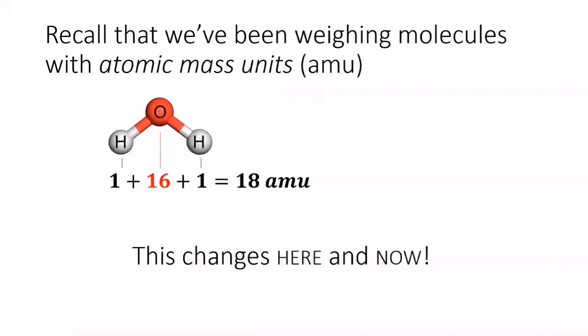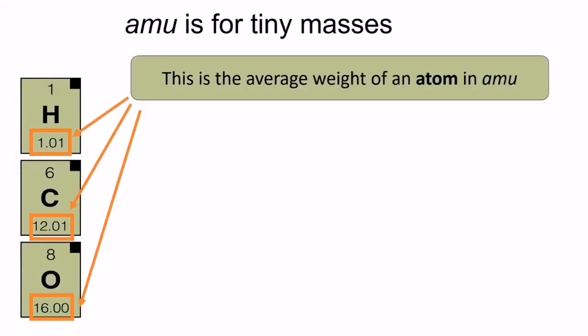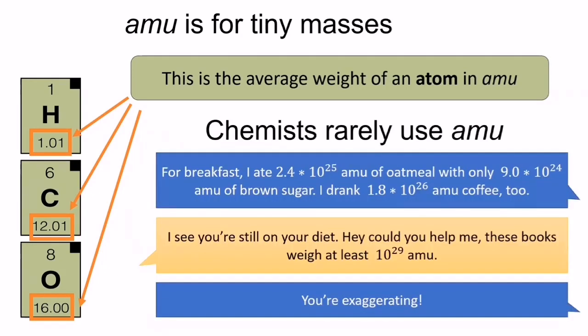Up to this point, we've been calculating atomic and molecular weights using atomic mass units. However, atomic mass units measures the mass of a single atom. One atom has such a teeny tiny mass that AMU are not really useful to measure anything else. Can you imagine a conversation about breakfast like the one on this slide? Trying to measure real-world objects using atomic mass units would be ridiculous.